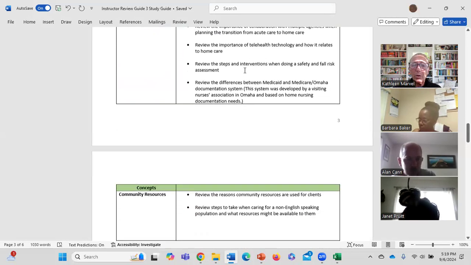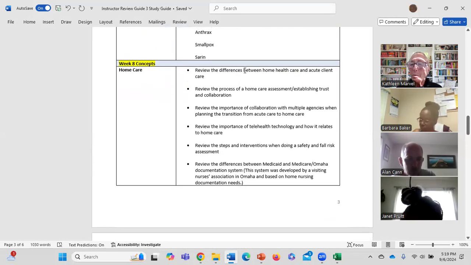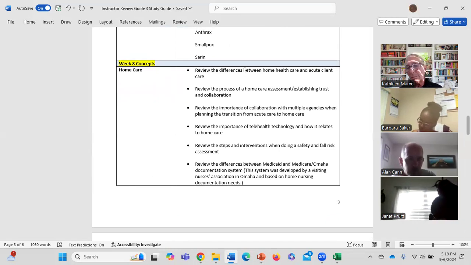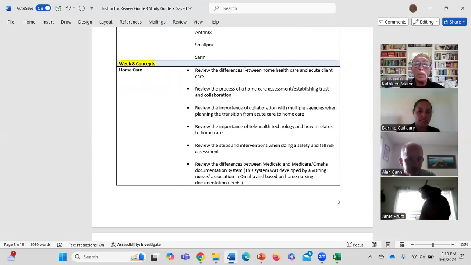Then what do we want to know about home care? What's the difference between home care, home health care, and acute care as far as location? Home care is at the patient's home. Acute care is at a facility or in a hospital. Home care is in the client's environment.